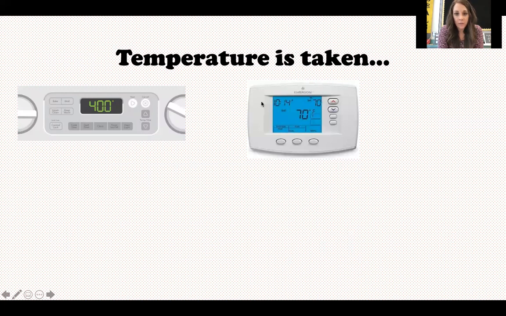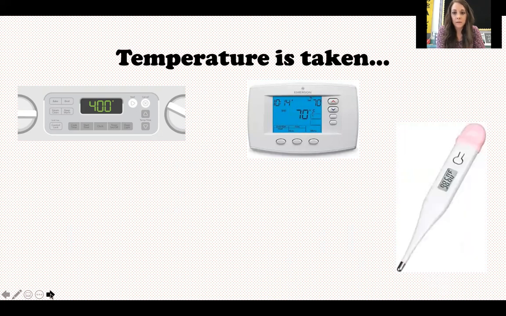This is called a thermostat. You might have one of these or something that looks very similar on the wall of your house or your apartment. And this tells you the temperature of the air inside. So this is saying that it's 70 degrees inside. And then if it's too warm or too cool, you can adjust it with these arrows. So we measure the temperature of our homes.